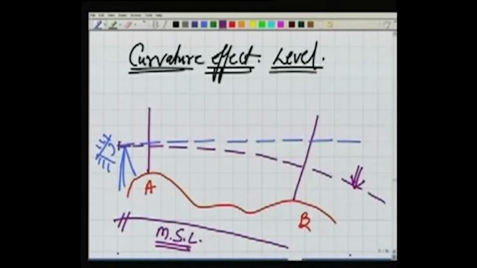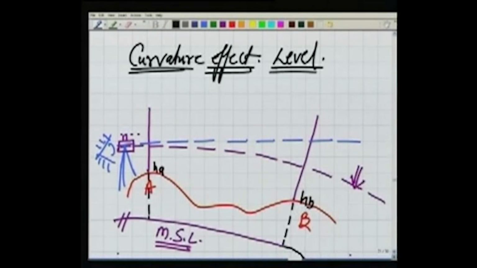What we can do best, we can establish a horizontal line of sight as we have seen. So what we are establishing by our level, the level is kept here with the bubble tube. We are establishing this horizontal line of sight. So it is obvious here, as you can see, the RL of A is HA and RL of B is HB from mean sea level. Okay.